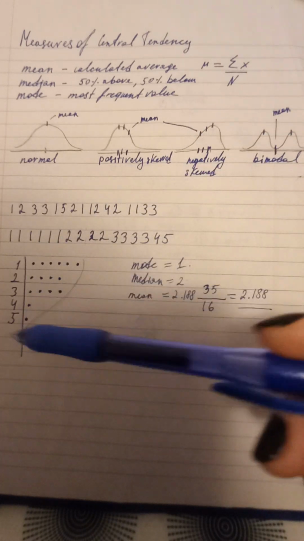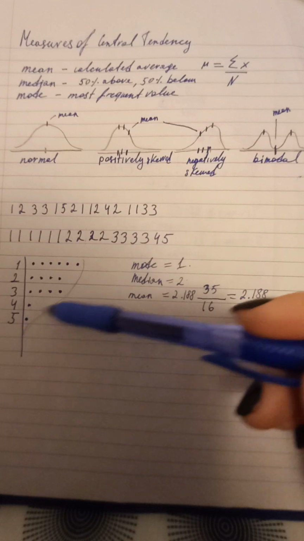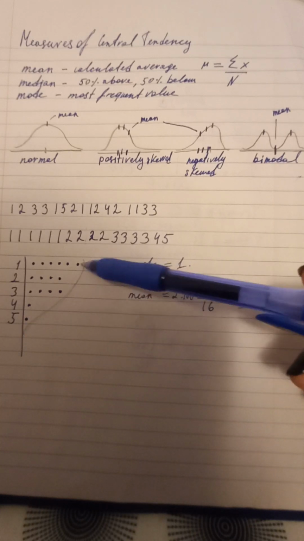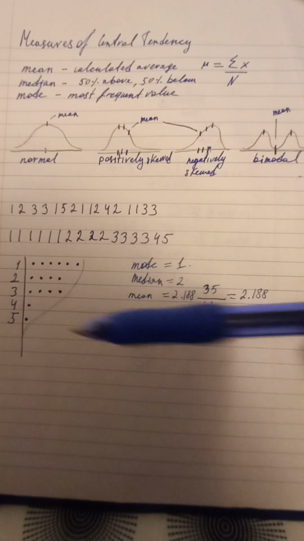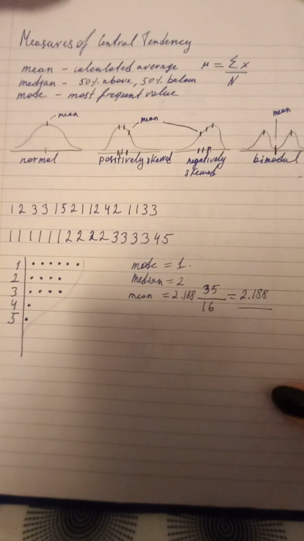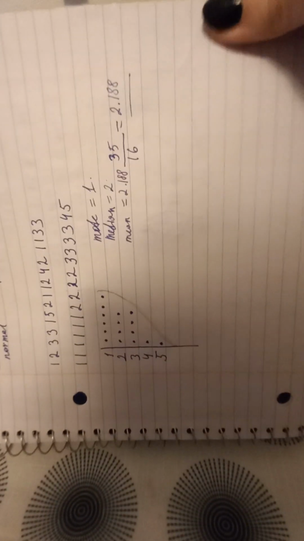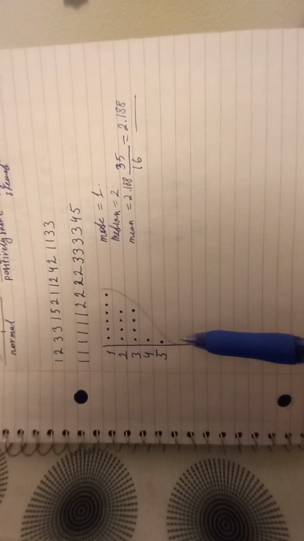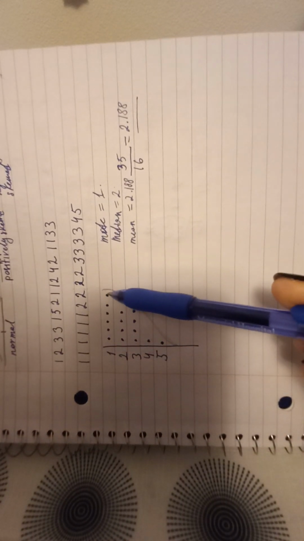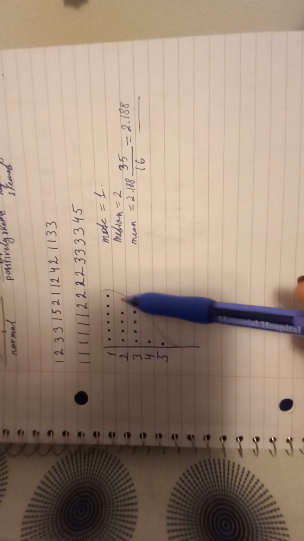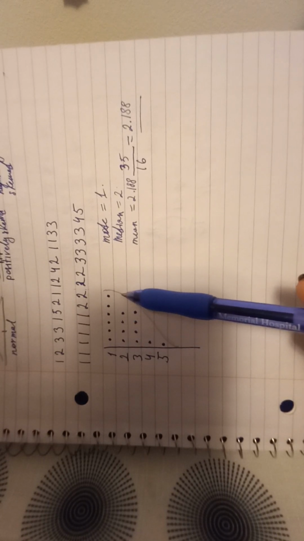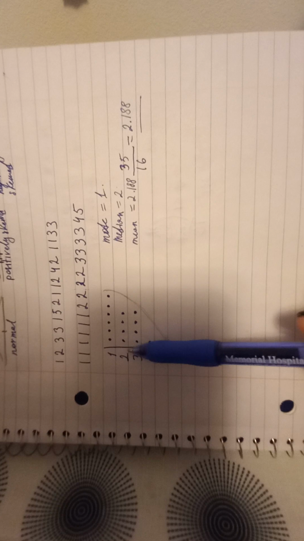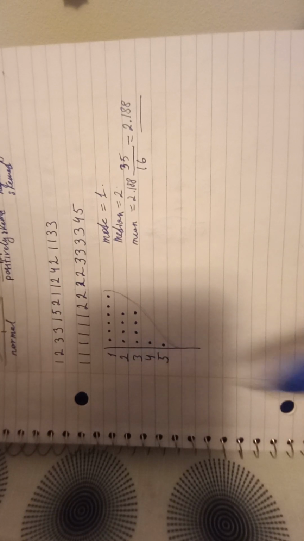But as you can see from these dots, we can build a familiar shape. And if we flip it, we will see a positively skewed graph where we have a peak at the mode, and somewhere here is the median, and somewhere here would be the mean.